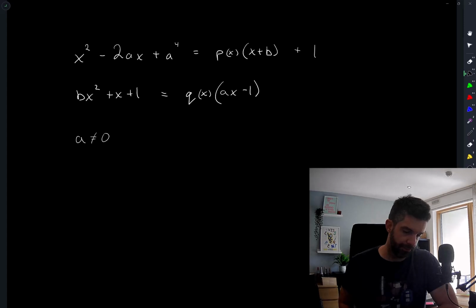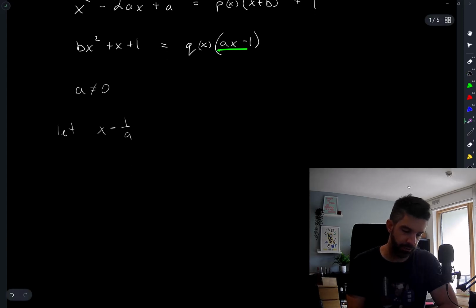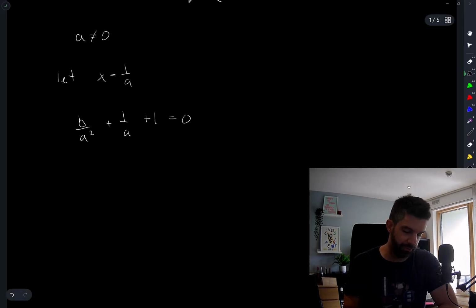So perhaps I can find values of x to substitute into these equations so that certain terms go to 0. Let's let x equal 1 over a, and we'll look at the second equation. So that's equal to 0. This says that b over a squared plus 1 over a plus 1 is equal to 0. And if I multiply through by a squared, I get b plus a squared is equal to 0.